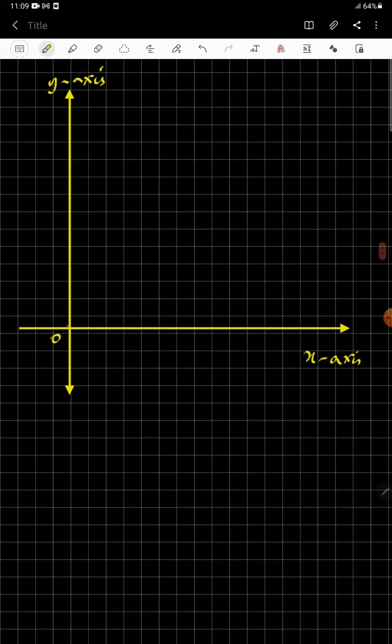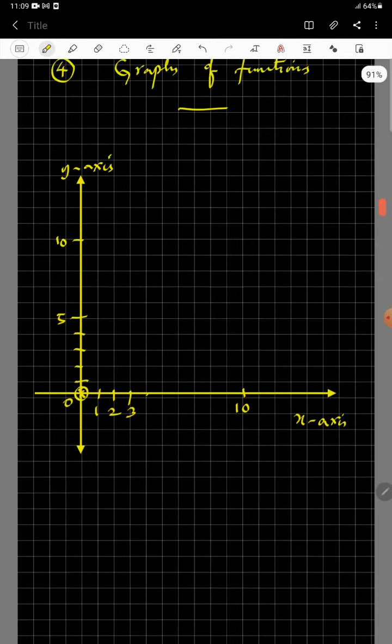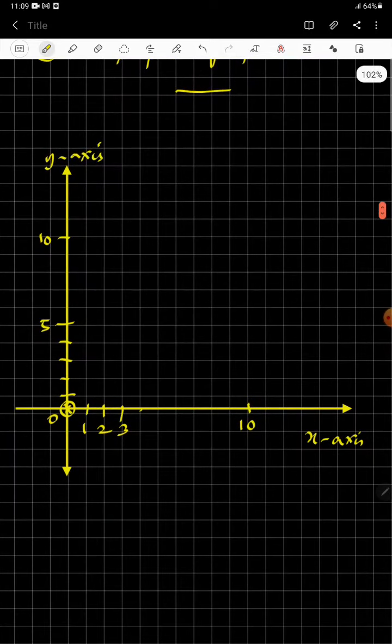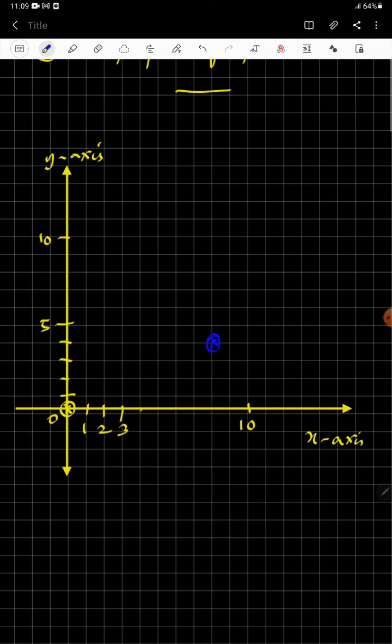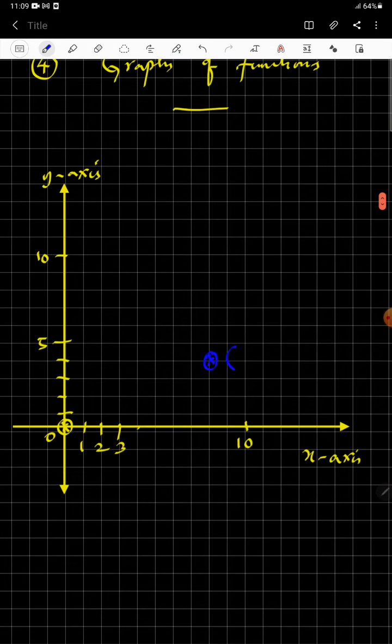Now if I call this 0 here, then it's going to be 1, 2, 3, and so on, like this: 4, 5, 6, 7, 8, 9, 10. 10 will be here. Now let us see how to locate certain points. This particular point is represented as 8 here, because it is 8 here, and corresponding to y it is 4. So 8 comma 4 is the representation of this one.